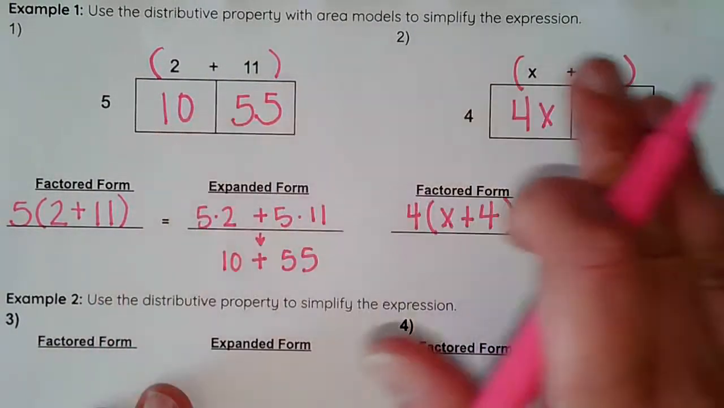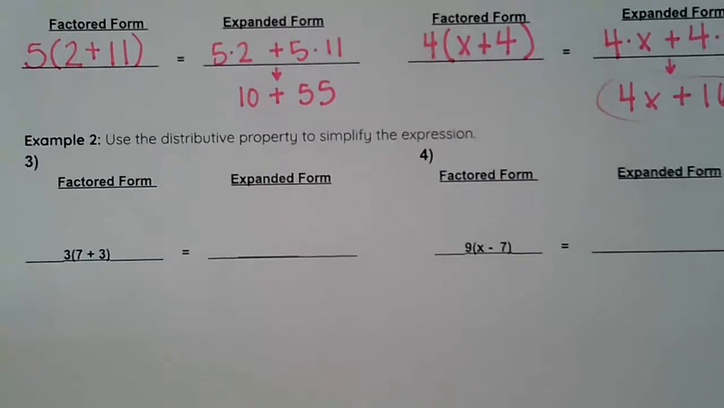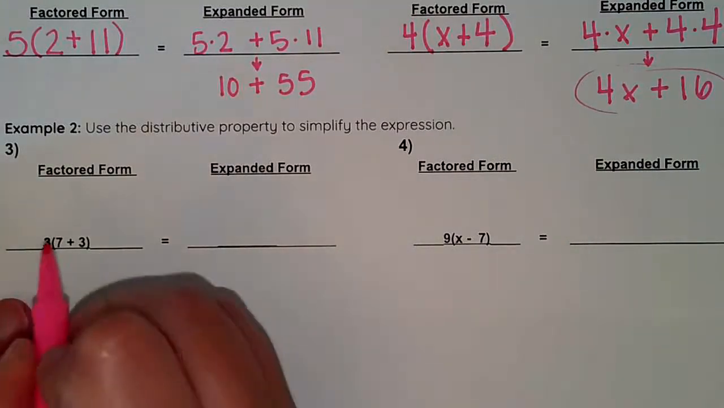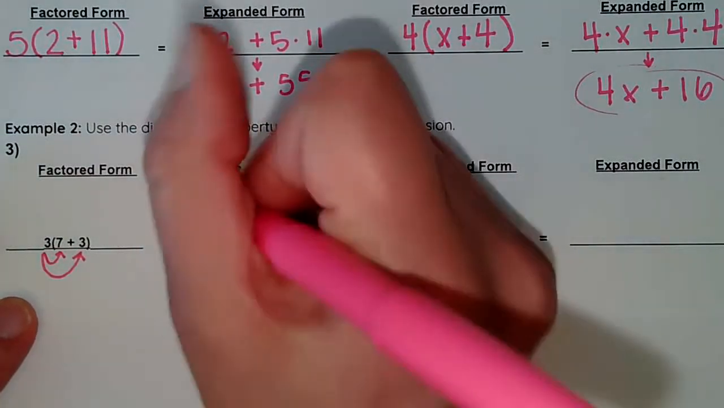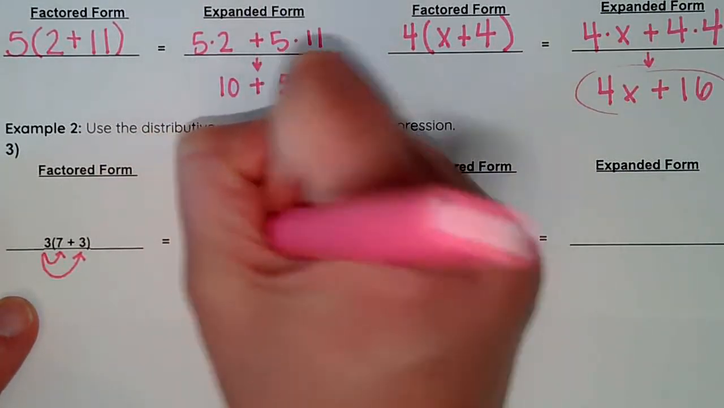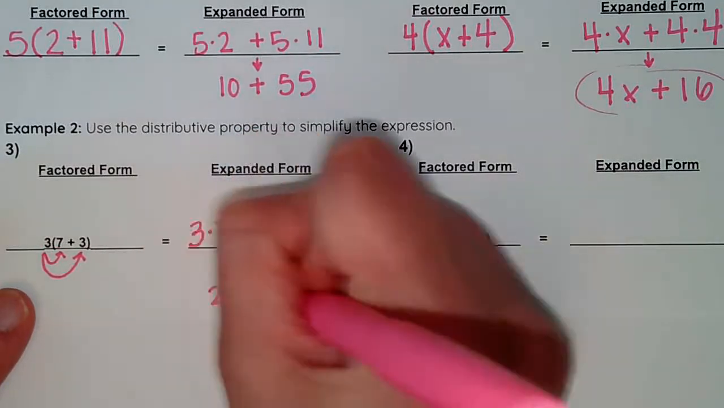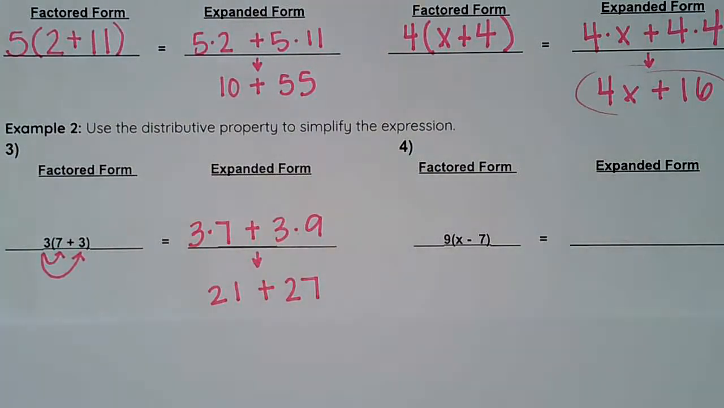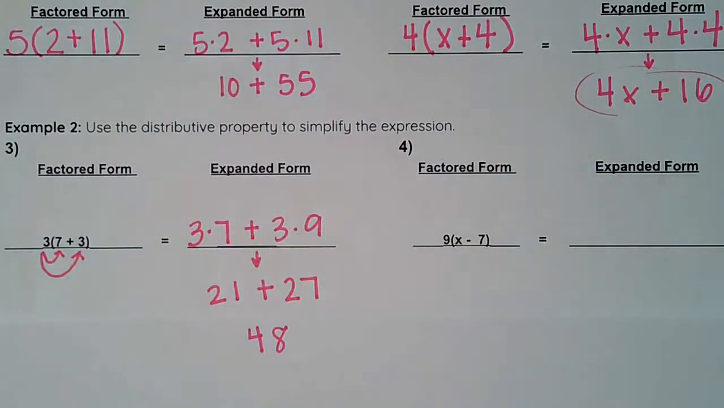Now, this is with the area models. We won't always be given area models, although you can draw them if you would like. Let's take a look down here. We are just given that factored form. We know that we need to distribute that 3 to both terms inside. So that would look expanded, 3 times 7 plus 3 times 9. Now I can simplify that down. 21 plus 27. I could simplify that down even further to get me 48. Okay, so this would be my simplified version of my expanded form.